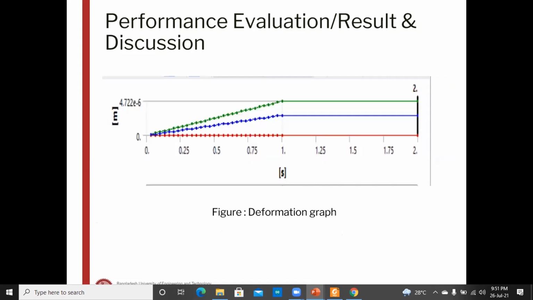This is the deformation graph of our ANSYS simulation. In the graph, the red line shows the minimum deformation, blue line shows the average deformation, and the green line shows the maximum deformation. The rest of the parts will be described by our next teammate, Shakib Mahmud.